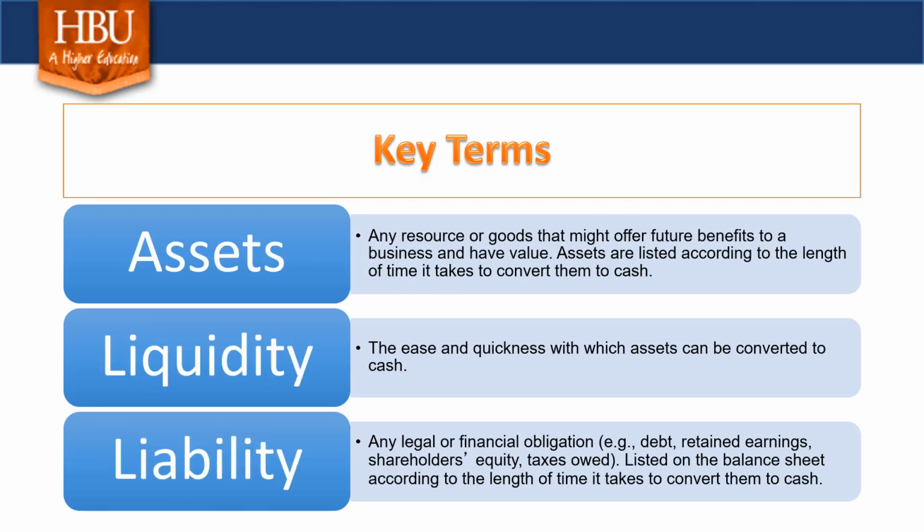Here are our next set of key terms. Assets. I know we talked about assets in Module 2. We'll hit this at greater length here in Module 3. Assets, as we talked about in Module 2, are any resource or goods that might offer future benefits to a business and have value. We list them according to the length it takes to convert them to cash. We talked in Module 2 about liquid assets and hard assets. Liquidity then is that ease or quickness at which we can convert our assets to cash.